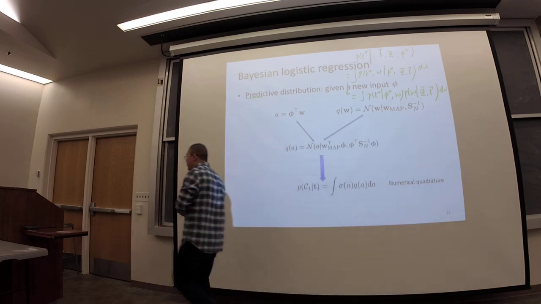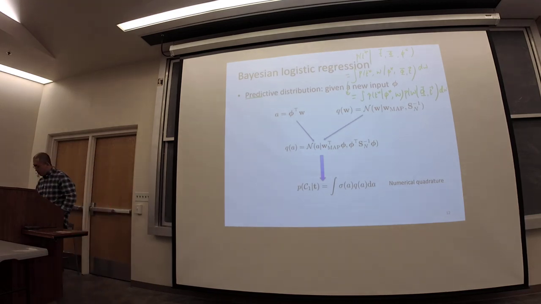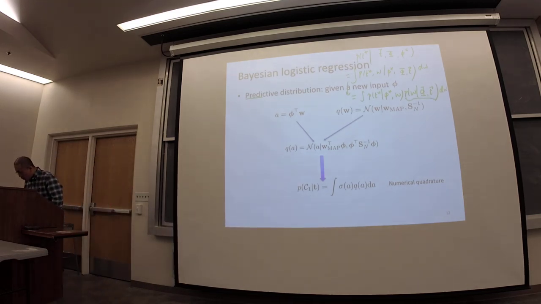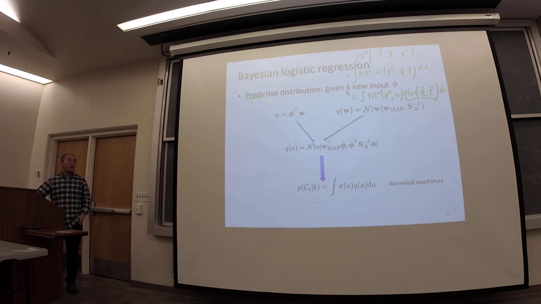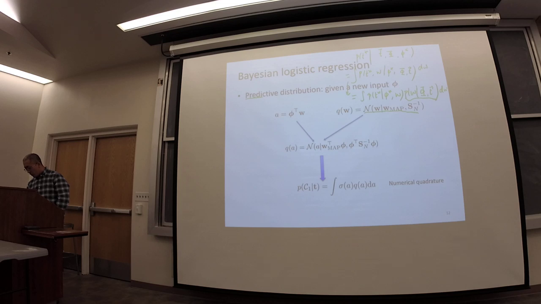Now we know that the exact posterior distribution won't be feasible to compute. But now we have a Laplace approximation here. So we can simply replace the true posterior by our approximate posterior.